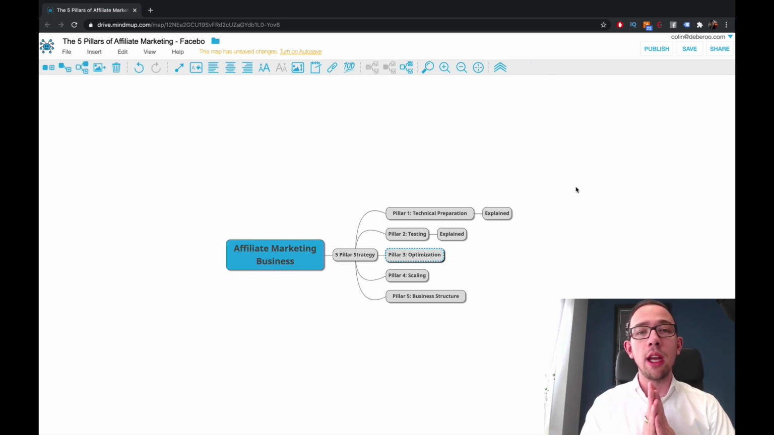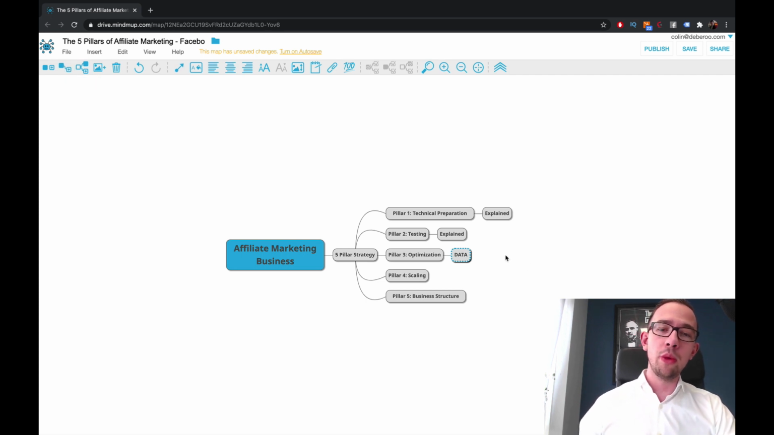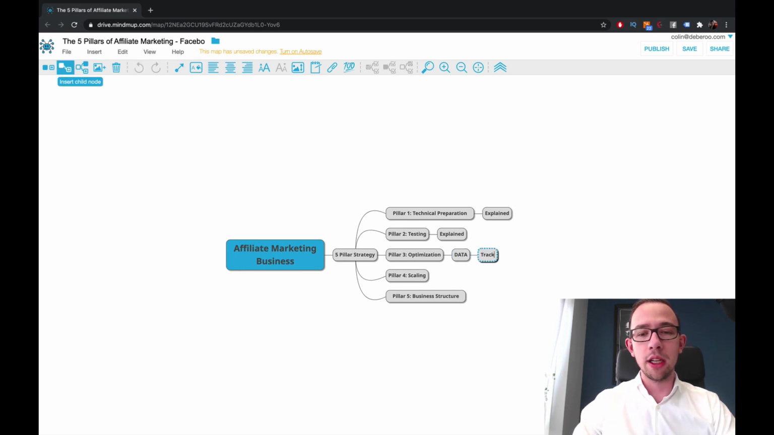In affiliate marketing, we work with a lot of data. So that's where we'll start. Data is the main point of the optimization process. Where do we find the data? We will find the data inside our tracker, right? The tracking software, as explained in the second pillar, is the core of your analytical capacity.